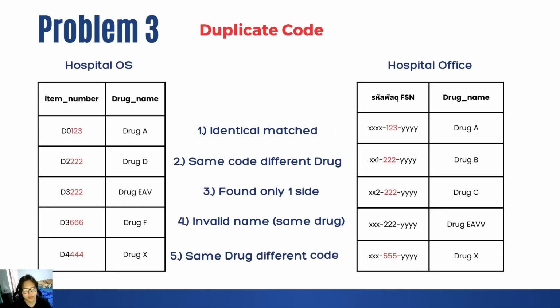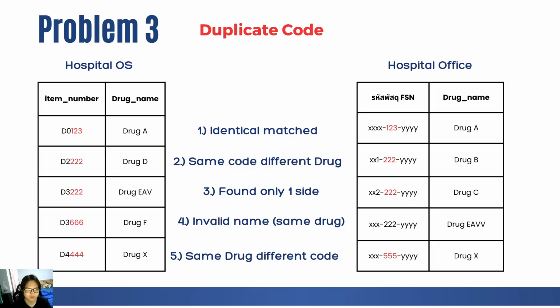And next is the duplicate code. In both files, we saw a pattern in the drug code: some are identical, some have the same code but different drugs, and some have the same drug but different codes. So what do we do?